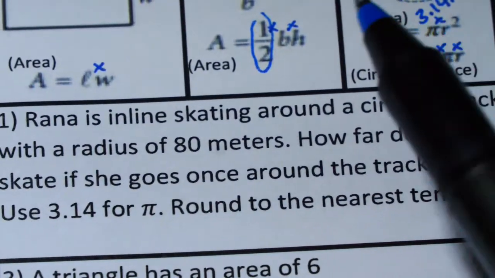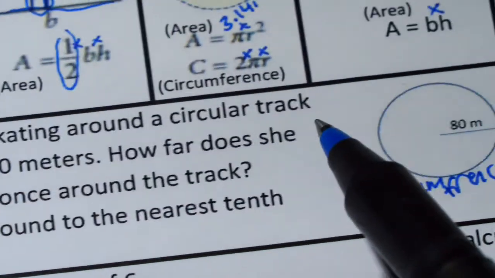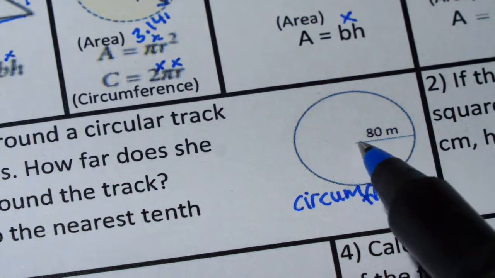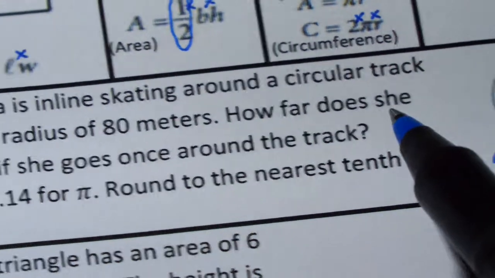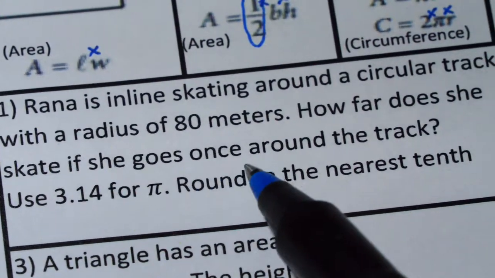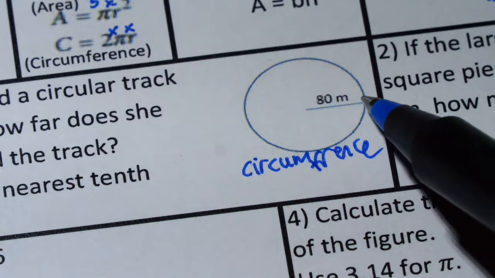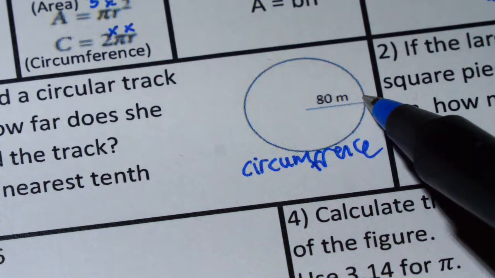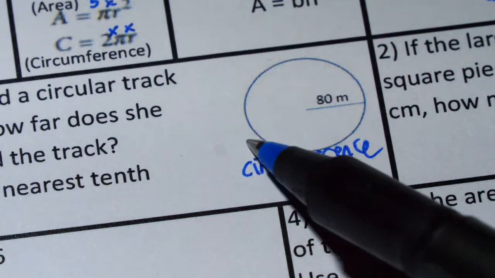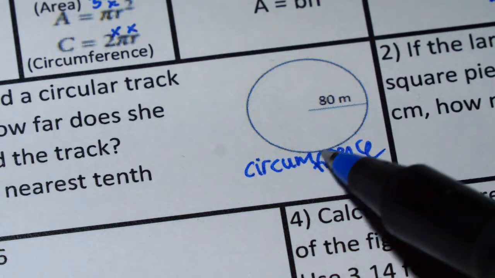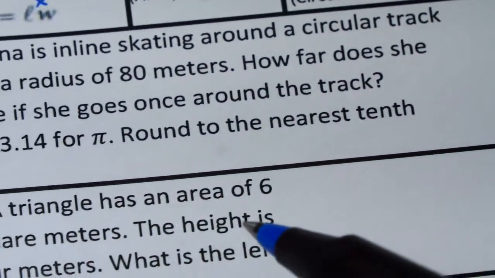Okay, with a radius of 80 meters. So this radius is 80 meters. How far does she skate if she goes once around the track? So Rana is skating all the way around the circle once. So we have to find the circumference.